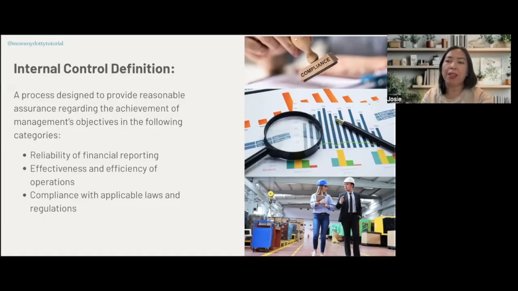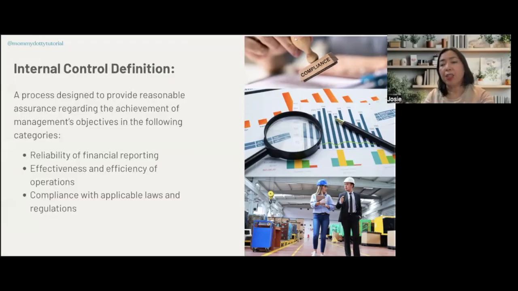The second is the effectiveness and efficiency of operations. Example, an e-commerce company implements internal controls to streamline its order fulfillment process. This involves automated inventory tracking to prevent stockouts and overstocking, as well as performance monitoring of warehouse staff to ensure they are efficiently processing orders. So by optimizing operational processes, the company can fulfill customer orders promptly while minimizing excess inventory cost.